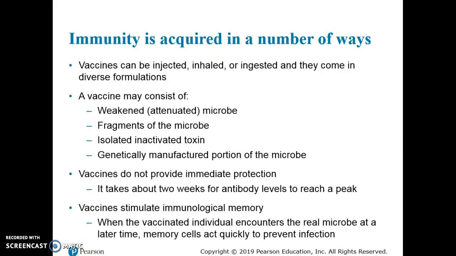All right, then there's also ways to genetically manufacture portions of the microbe. This can be in E. coli cells. Through biotechnology, you can add DNA to a different cell and allow that cell to make the protein and then extract that protein, and that can be used as the immunogen, that component that's going to stimulate the immune system.